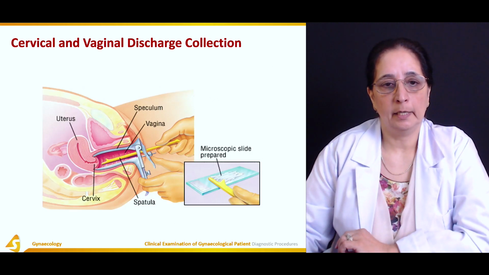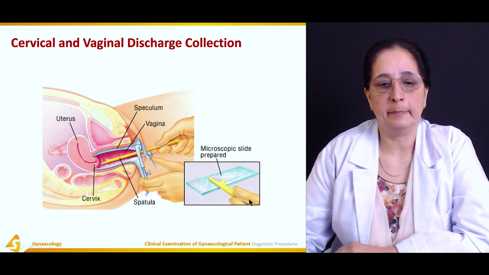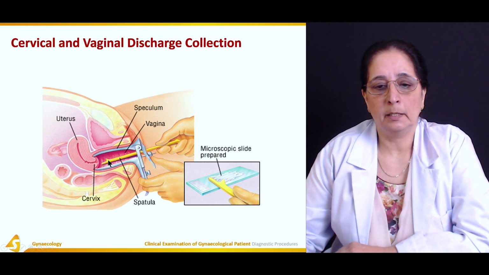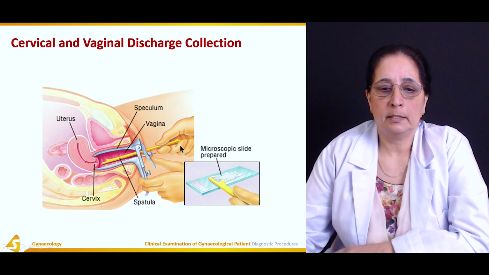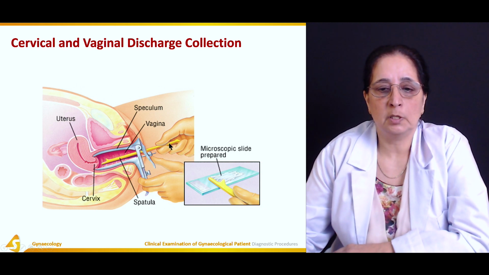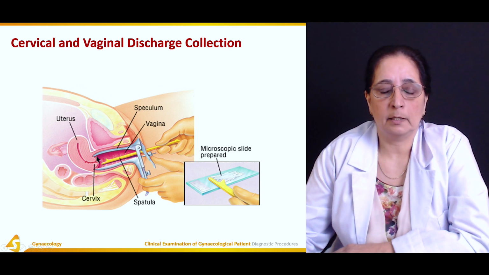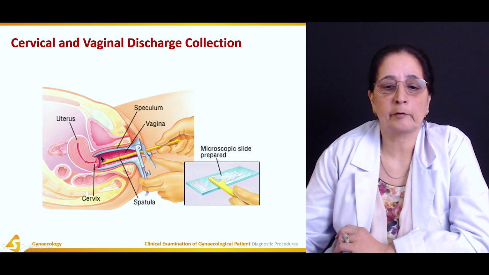Okay, so in this slide, this is the picture showing how to collect the specimen from the cervix and the vagina. And this is the vaginal speculum. The vaginal speculum is inserted into the vagina, and then this is the spatula. This is the spatula that is used for collection of the specimen from the cervical and vaginal wall, the cervical scrapings.